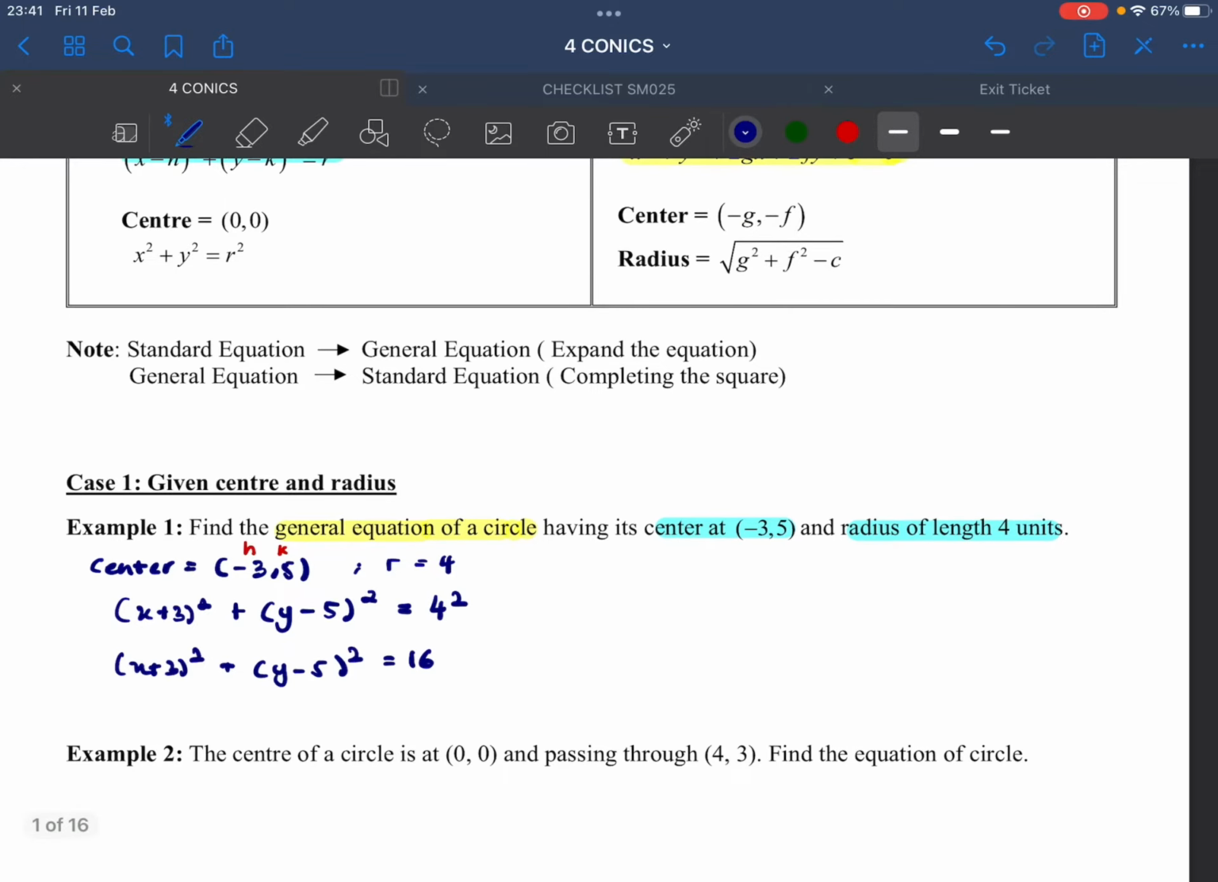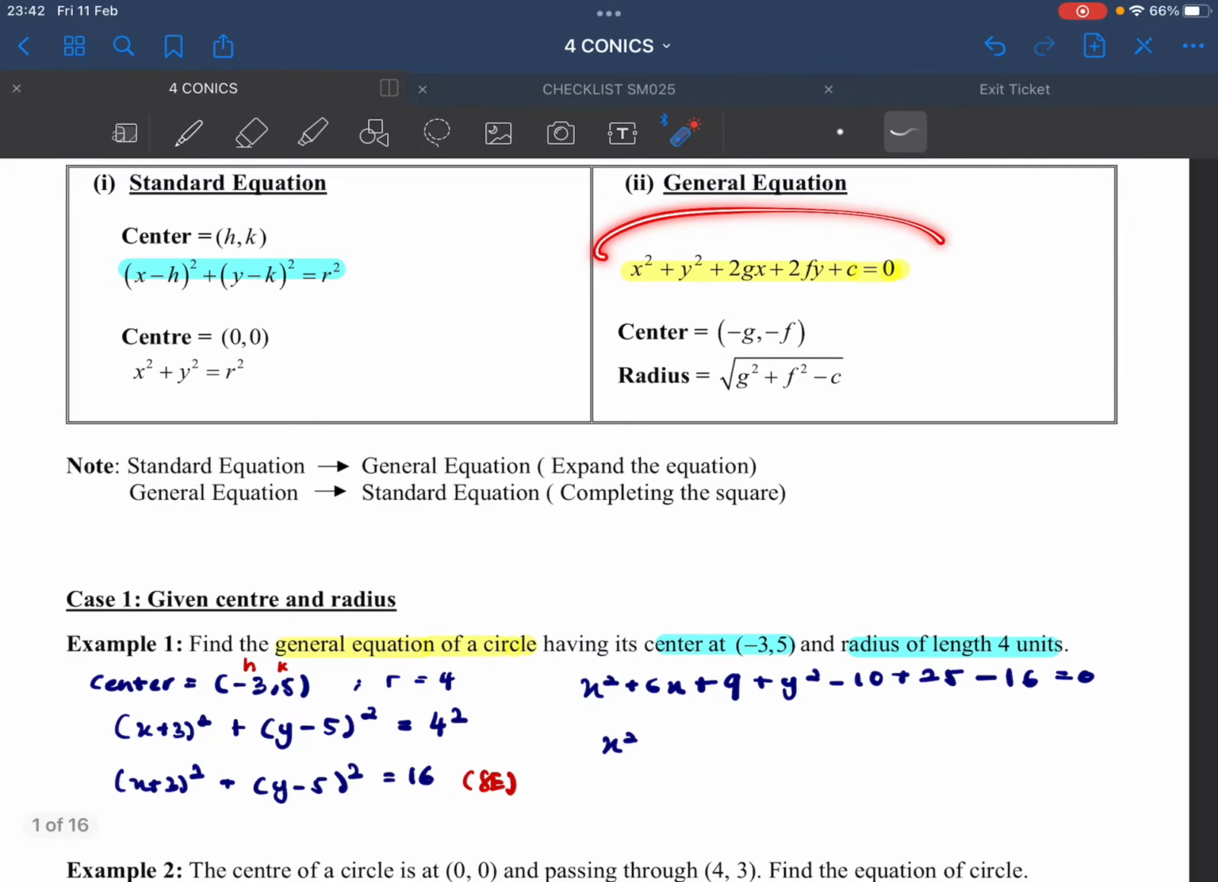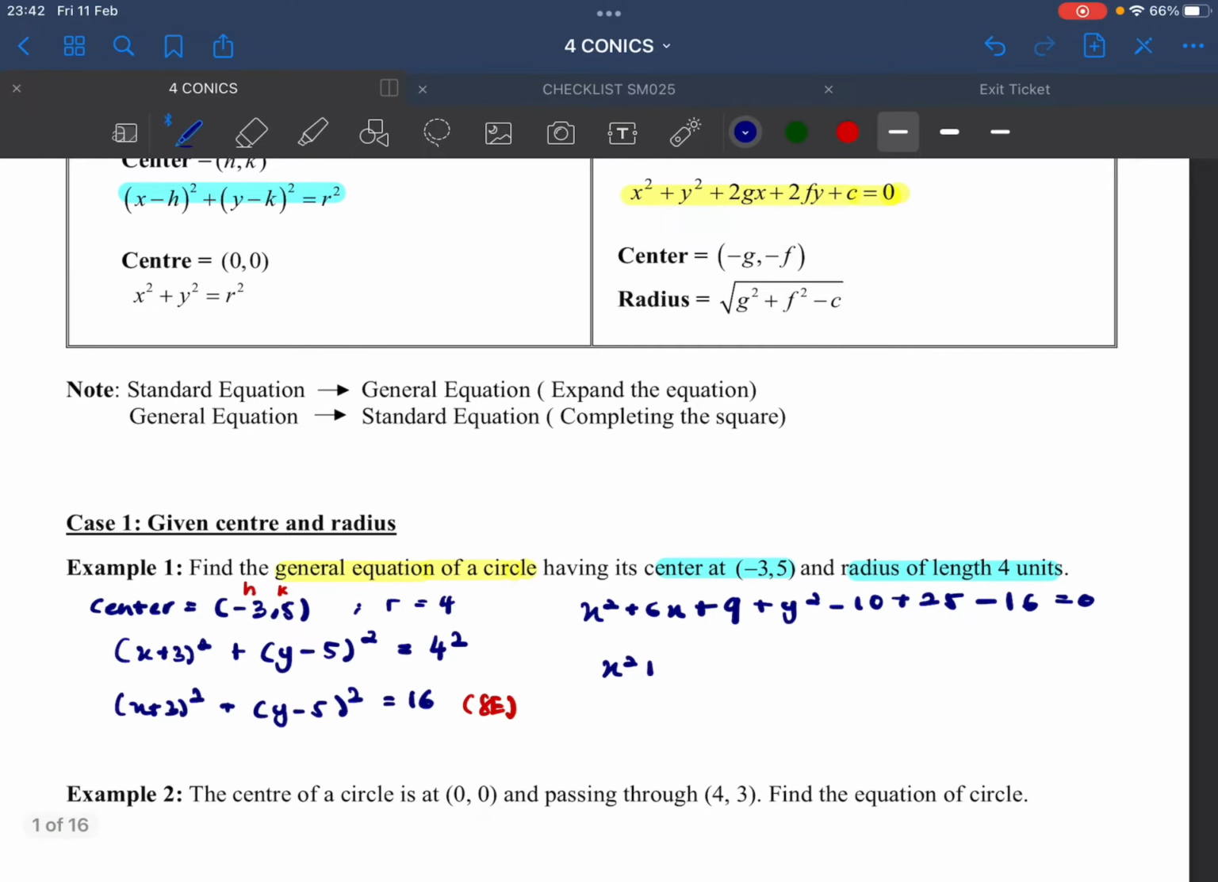But the question asks for the general equation, so this is the standard equation. To change to the general equation, we are going to expand this equation. Let's just expand that. You are going to have x squared plus 6x plus 9 plus y squared minus 10y plus 25 minus 16 is equal to 0. Simplify that, and make sure you rearrange according to the general equation here. So we have x squared plus y squared plus 6x.